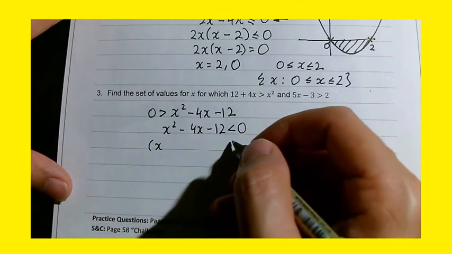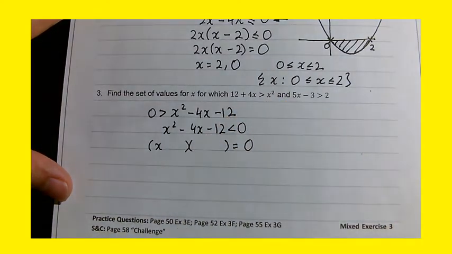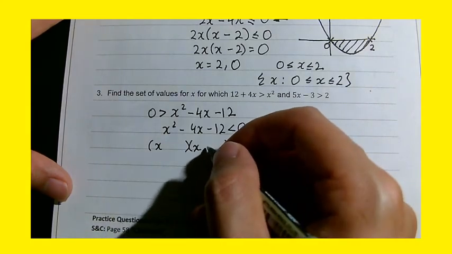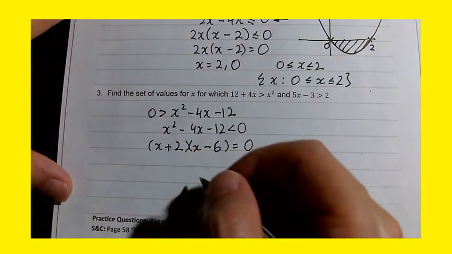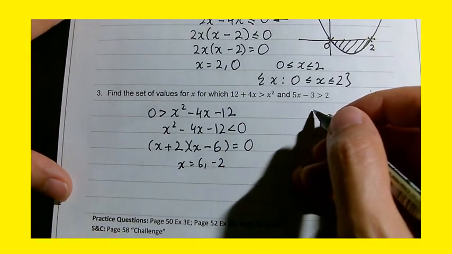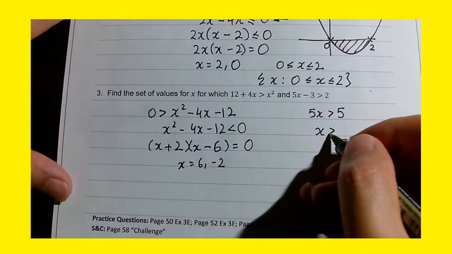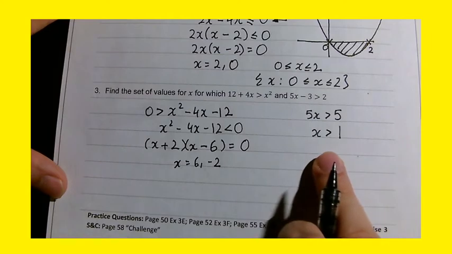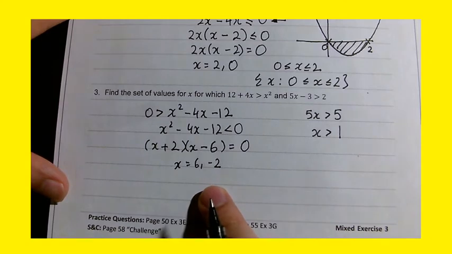Factorise it. Make the inequality equal to 0. When you factorise it, two numbers that make minus 12 will give you minus 4. So you get x equals 6 and minus 2, and this one here, solve that, x is greater than 1. That one was very easy to solve. We just have to get the inequality for that, and then we can come up with the final answer.